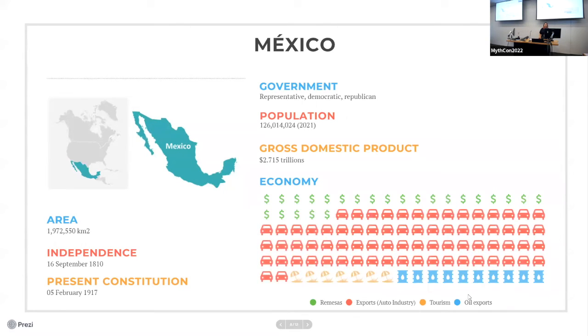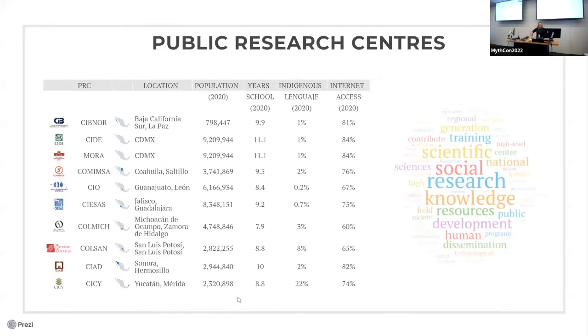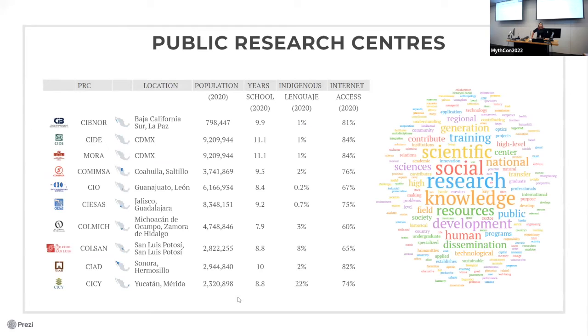Maybe that's just me. And then we have oil exports and tourism, which I'm sure you're familiar with, Cancun and all that happens there, so it's lovely. My research specifically is in the Public Research Centers. The federal government has this Council for Science and Technology. It has 26 research centers, and I'm studying 10 of them that specifically in their mission state that they are interested in scientific dissemination.